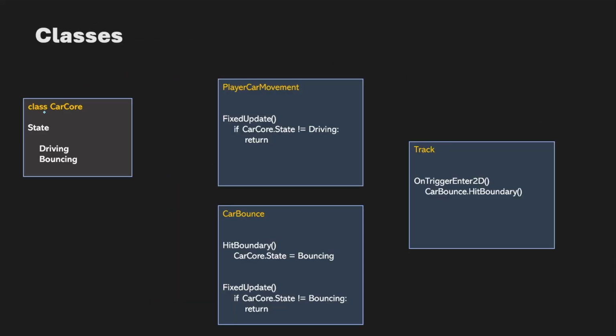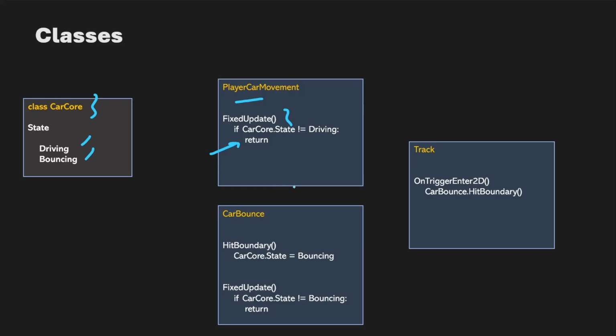Well, what we're going to do is add a couple of states, which will simply be enumerated constants, to our car core. We'll have a driving and a bouncing state. Then we'll update the player car movement, and there we'll say if we're not in the driving state, then we're simply going to return immediately from fixed update, which stops it controlling the motor, or in other words disables our inputs.